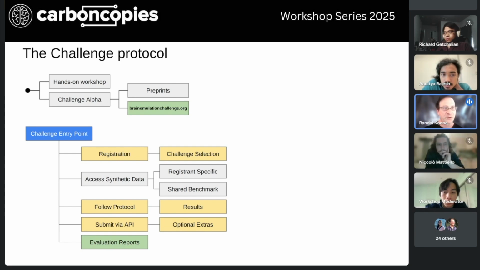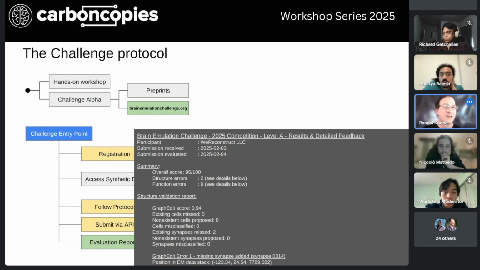You then follow the protocol that was already outlined in earlier slides by subjecting the synthetic data to your chosen approach or approaches, and you use the platform API to submit the results in the form of structure and dynamic output in the form that suits your problem choices. For example, in the form of spike trains or cell membrane potential. You will have the option to provide additional data, such as complete models. You then receive evaluation reports and scores.